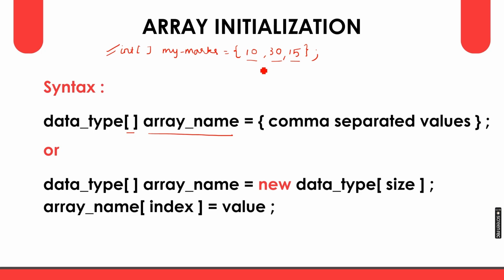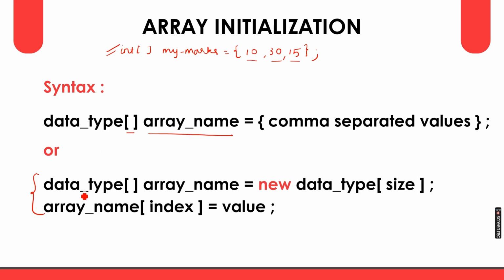But what if you don't know the values, like you don't know these 3 values? What will you do? You only know that 3 values are going to be there, but you don't know what those 3 values are. Maybe the user will enter them, maybe you will find out about them at a different point in your program. What will you do? The answer is this second method.